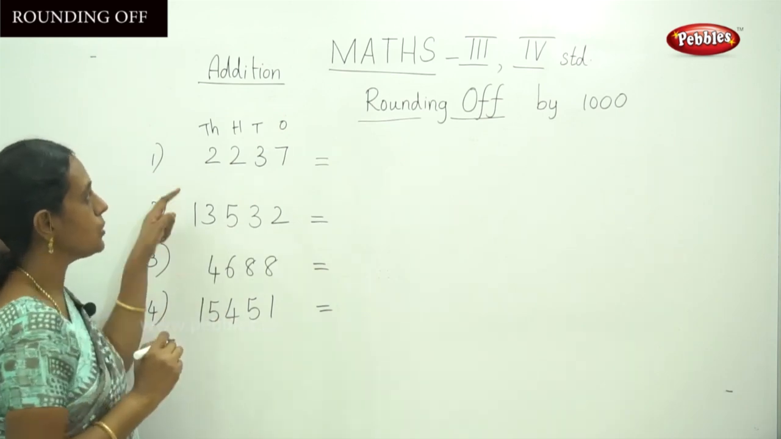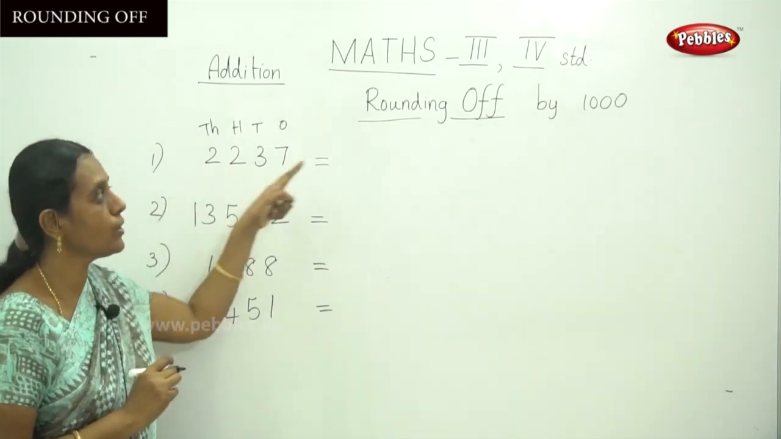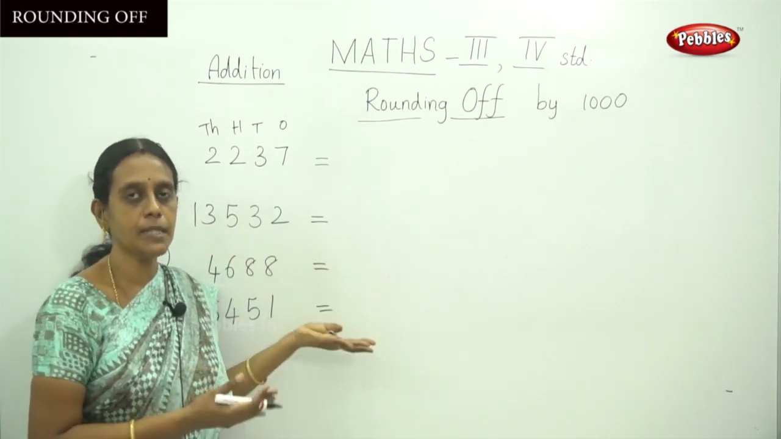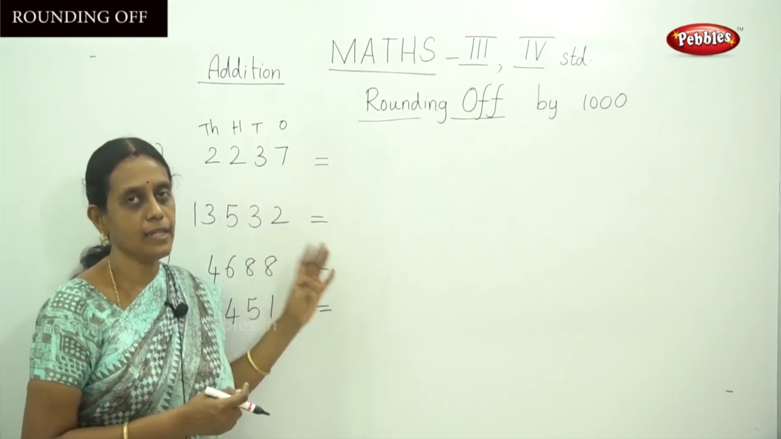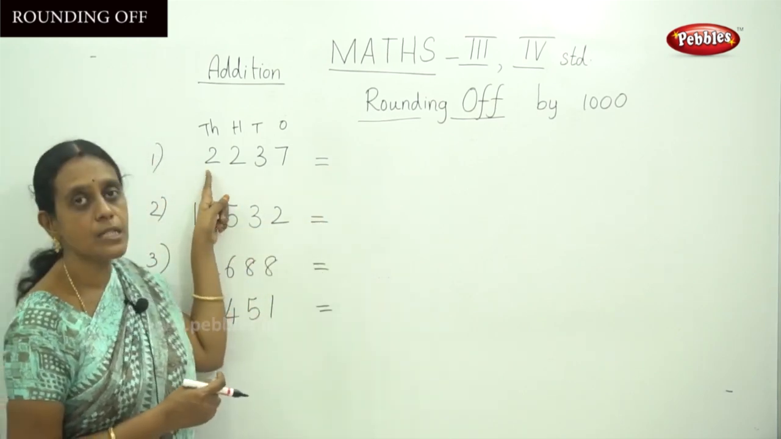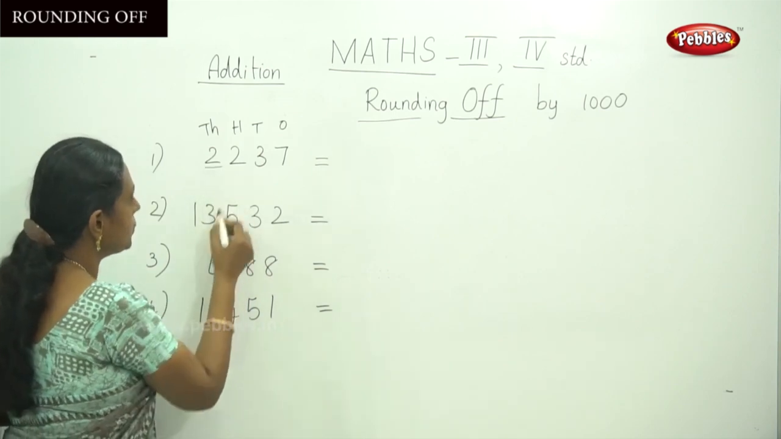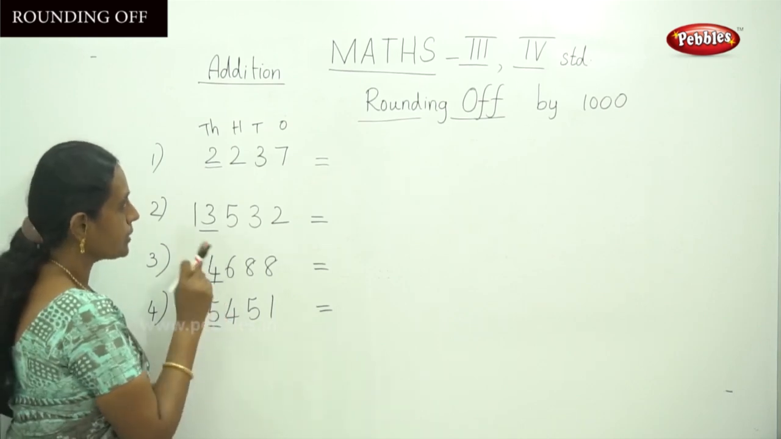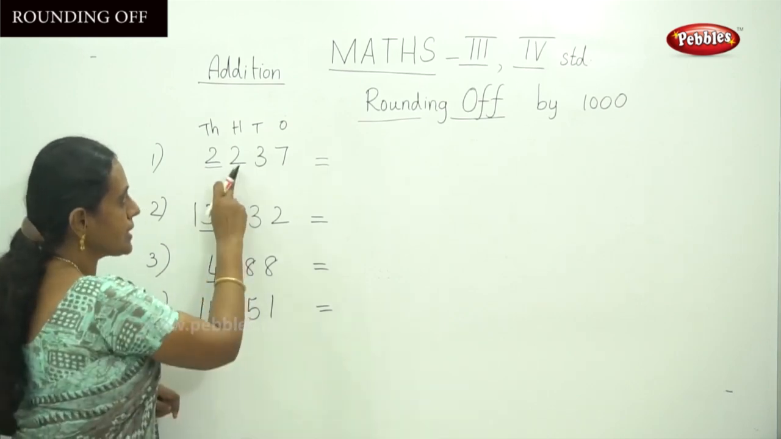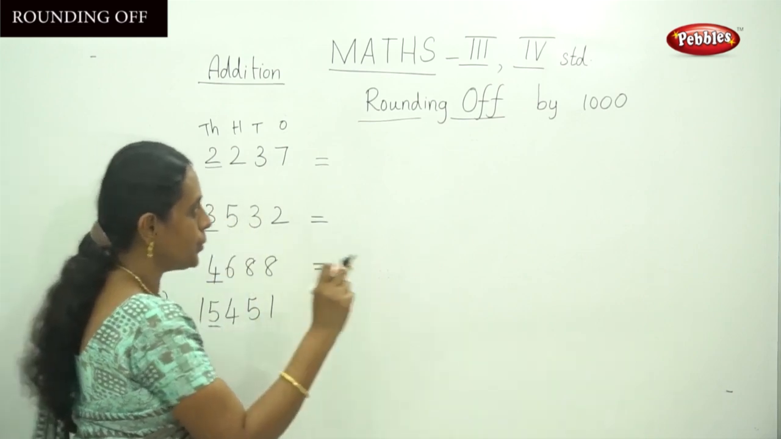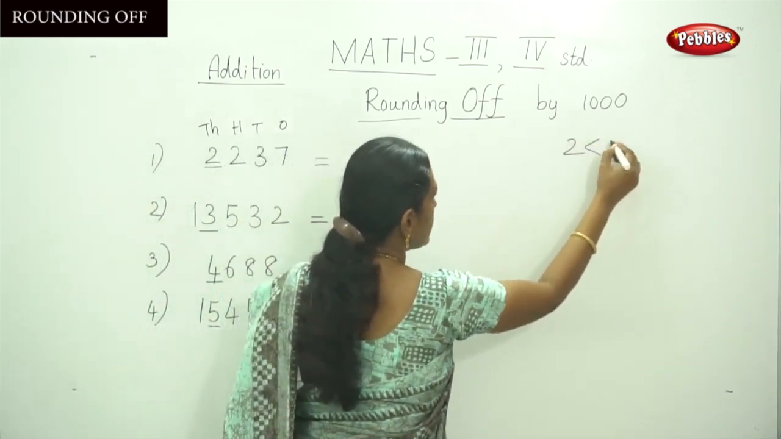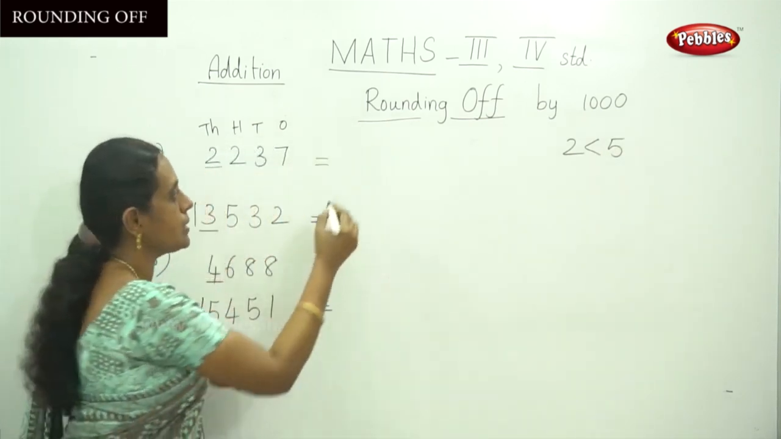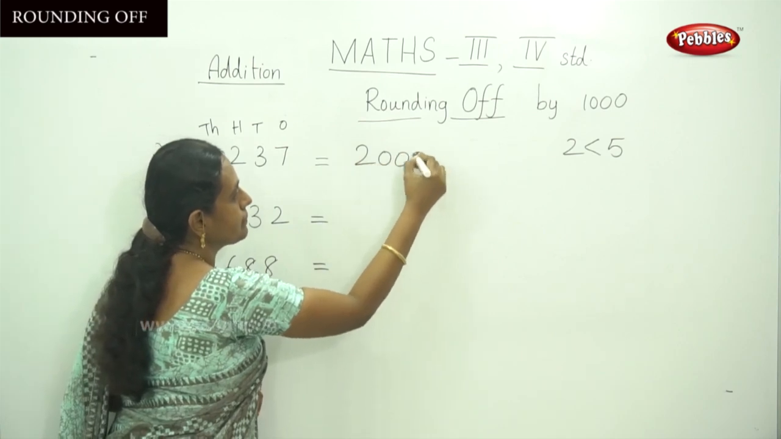So focus on the 1000 place number for rounding off by 1000. We already did a similar method for 10 and 100, but now you should observe the 1000 place number, that is 2, here 3, here 4 and 5. Now observe the nearest 10 number, that is 2. So 2 is lesser than 5, so write down the same 1000, that is 2000.